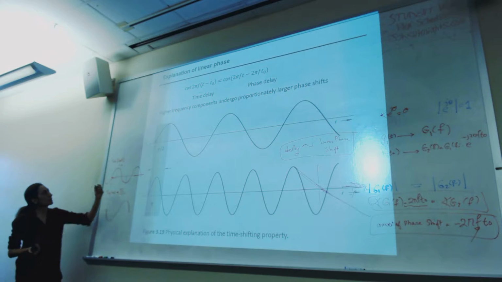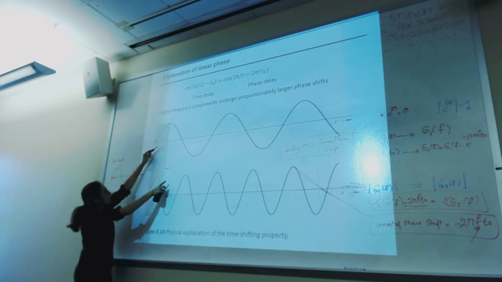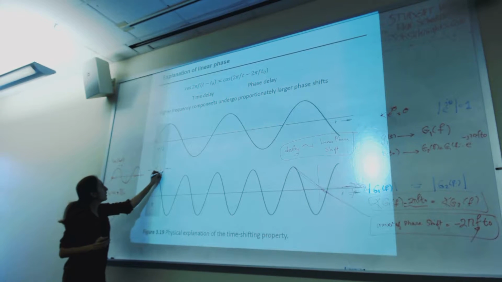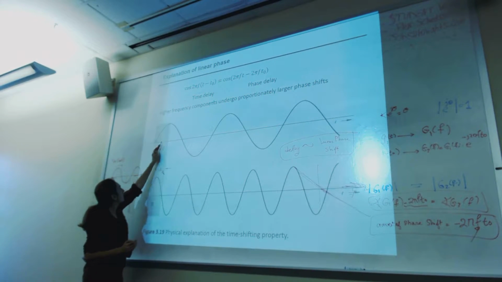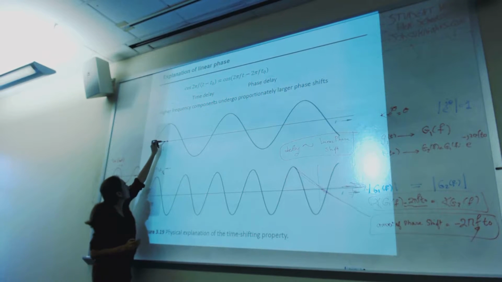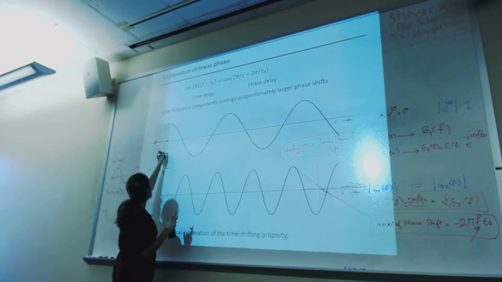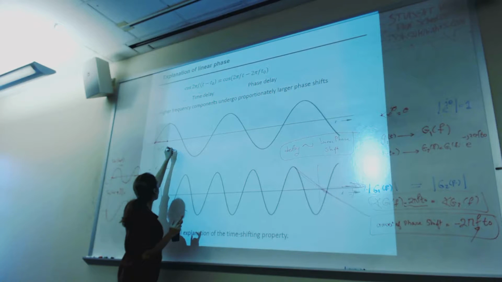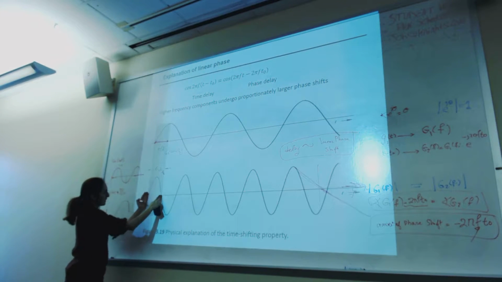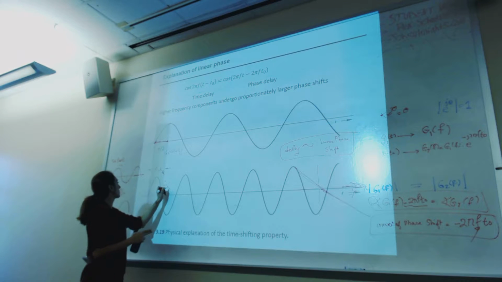So now the same thing happens. I shift both signals with this t of t. Let's say 1 second. But 1 second for this one is a quarter of a period, so it corresponds to having cosine of omega t plus pi over 2. For this one, 1 second is half, so it corresponds to plus pi.